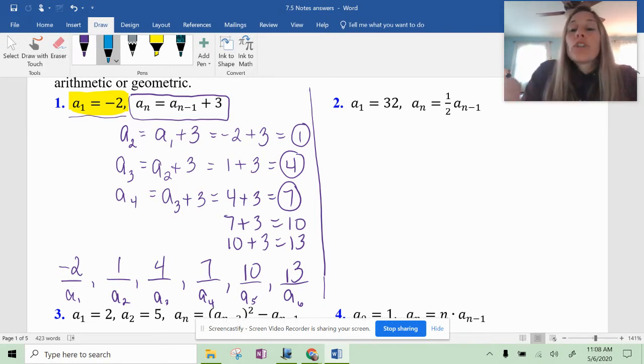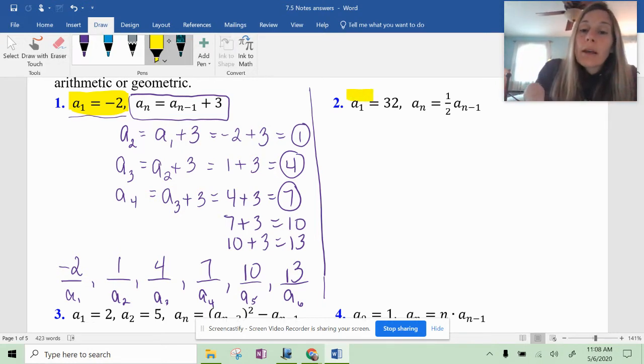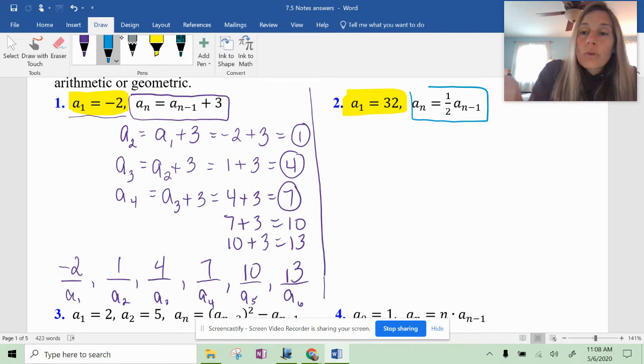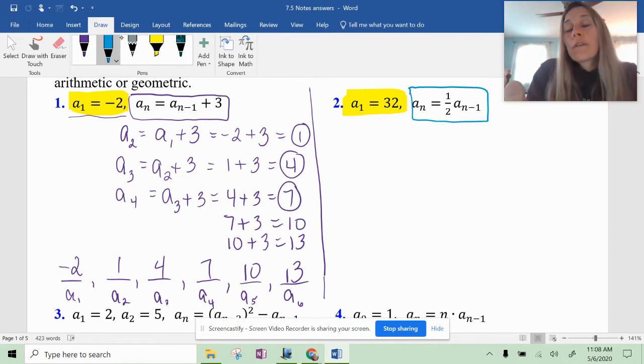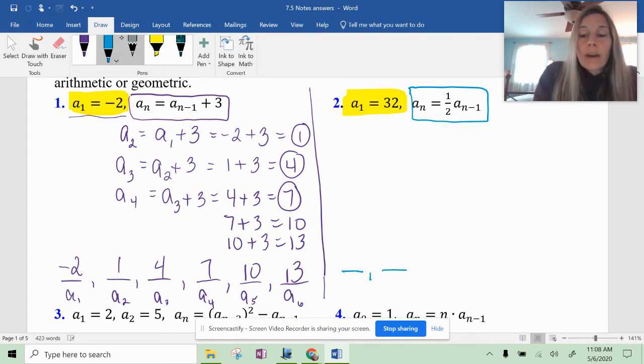So let's try number 2. Again, number 2 is giving us an a sub 1 to start with, and then they're giving us this recursive rule. In order to find the next term in the sequence, we're going to take 1/2 and multiply it by the preceding term. Or you could say they're taking the preceding term and dividing it by 2. So again, we're going to find the first 6 terms in the sequence, a sub 1 all the way up to a sub 6.